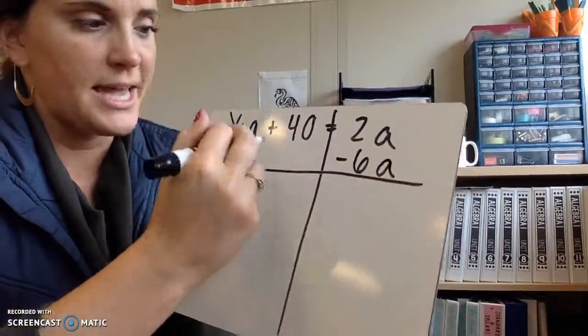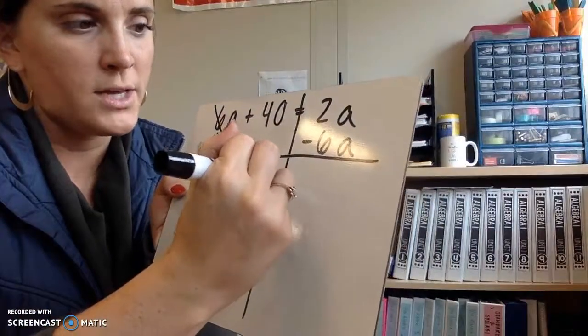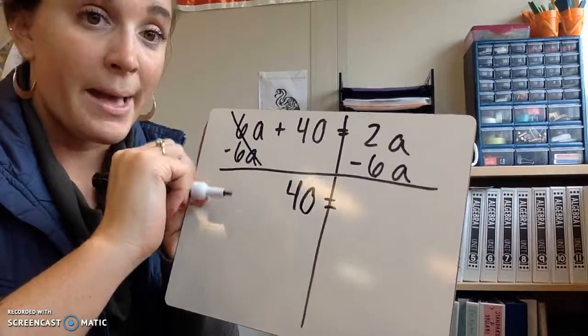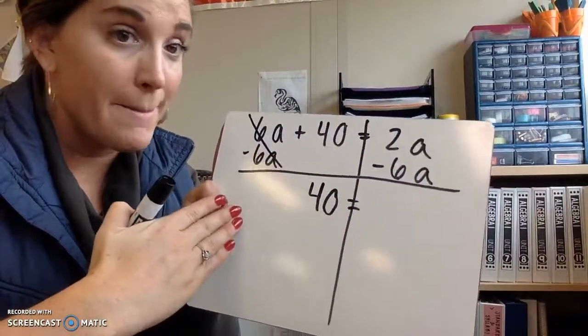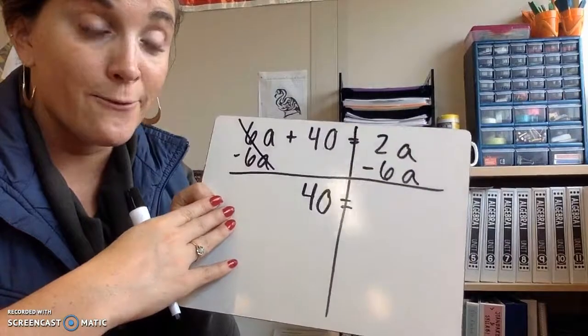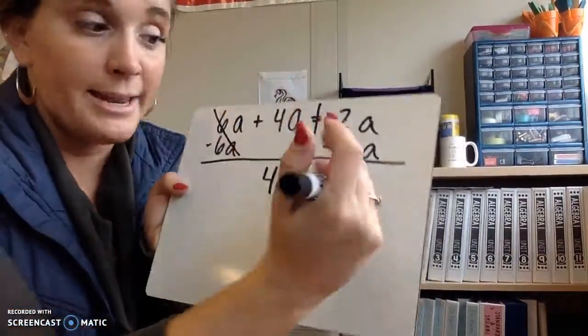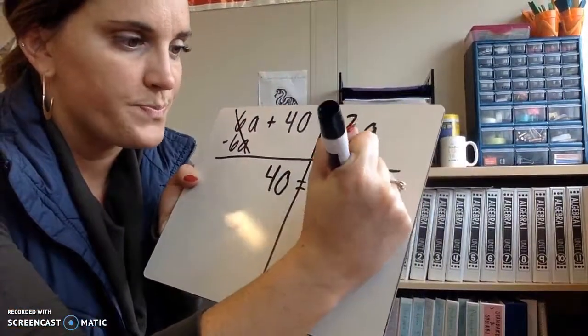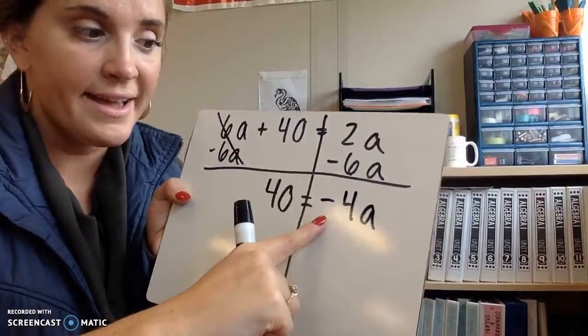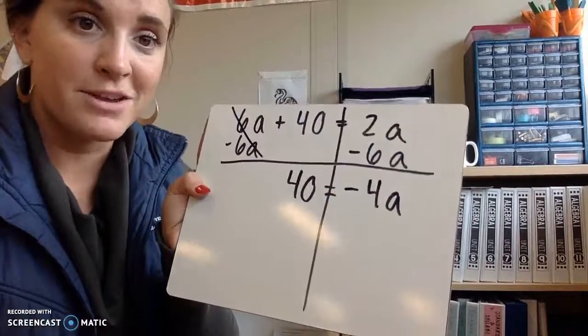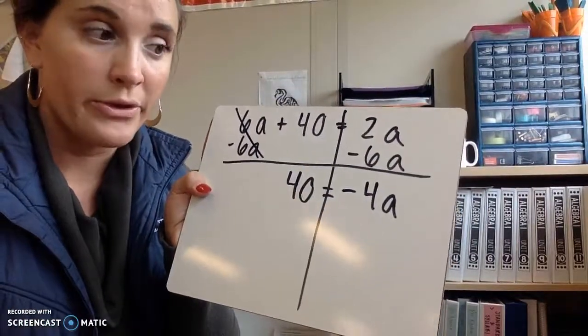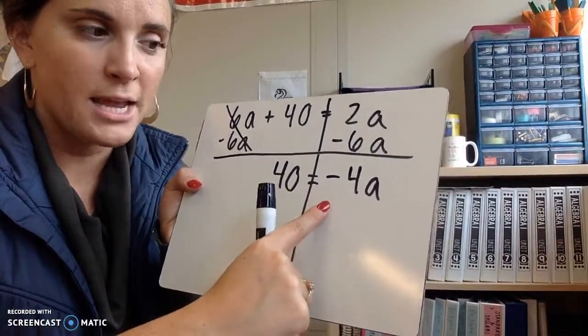6a minus 6a cancels out. 40 equals 2a minus 6a. If I have $2 and I spend $6, my bank's going to say, hey, you're negative $4, ma'am. Negative 4a. All right, so I got a negative. Not my favorite thing in the world, but it means I still have something on each side of my equation to work with. So your a, your date, is negative 4.